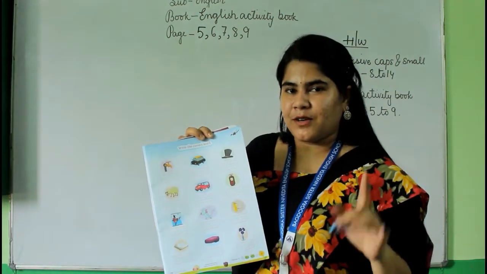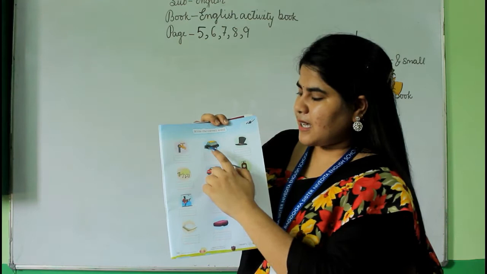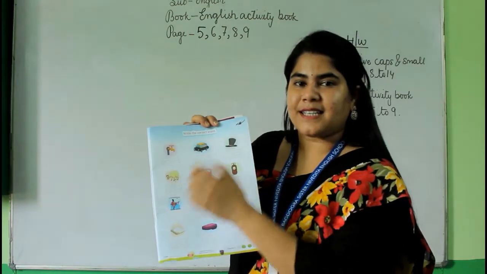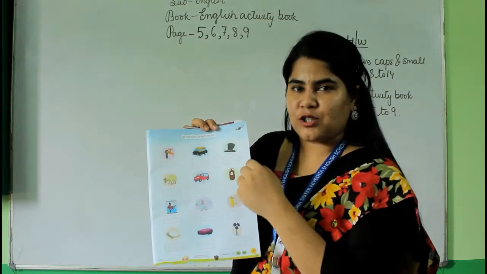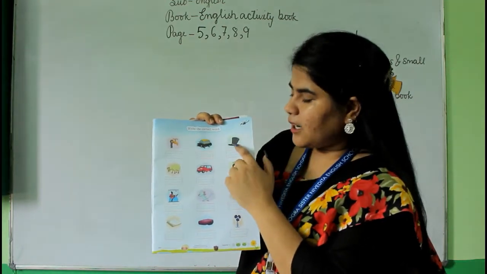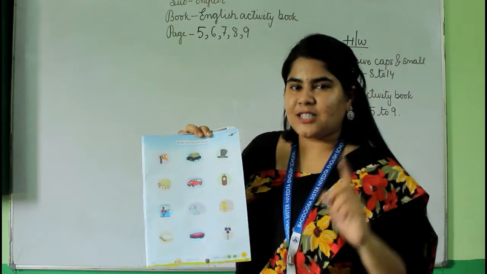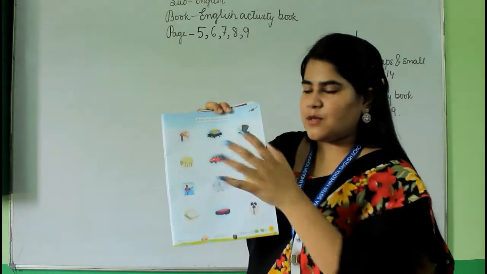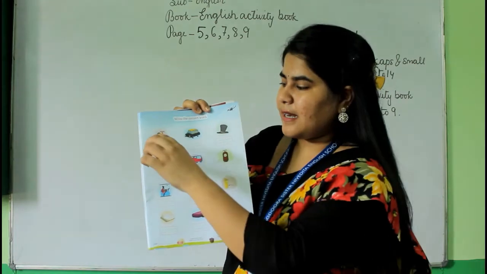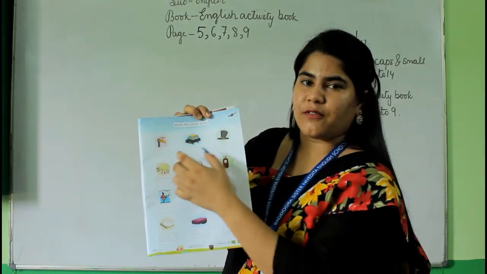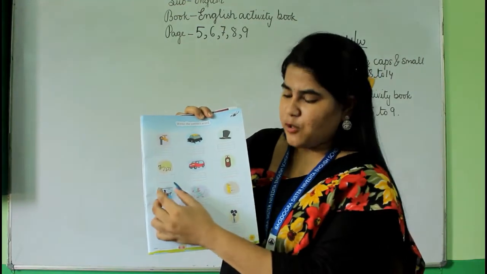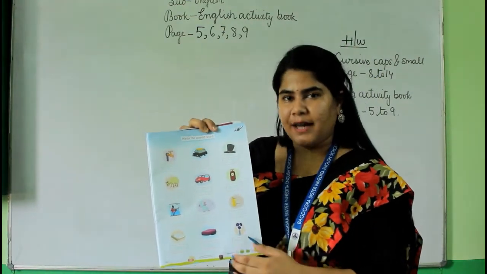T-A-P, tap, okay? Second one is car, C-A-R, car. You have to write the spelling of these pictures, okay? Name of these pictures. Third one is hat, H-A-T, hat, okay? Rest in this way you will do it by yourself. Like I have told you the names, right, of all these pictures. In this way you will find out the names and you will write in this column, okay?